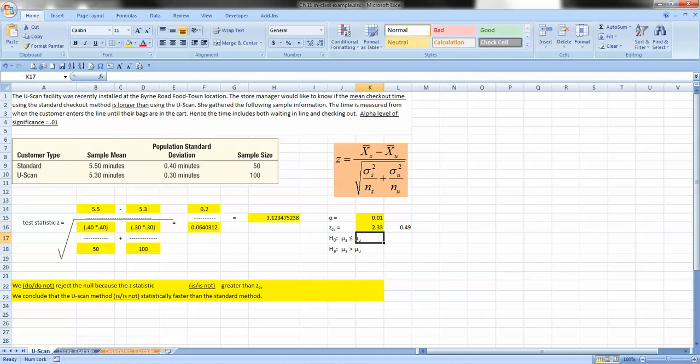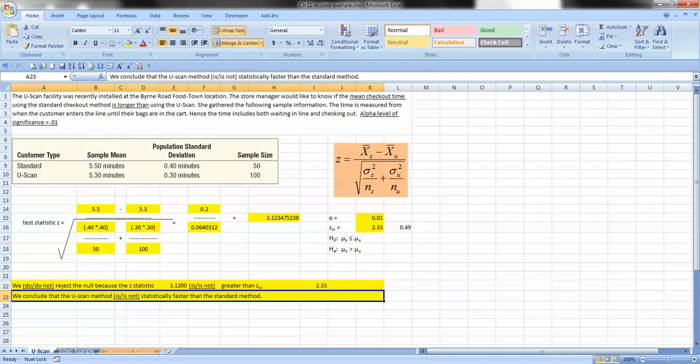If we go back and think about what is our rejection criteria, the rejection criteria is that we'll reject the null if the z statistic is greater than the z critical value. So we have our z critical value, which we can just go ahead and put into our formula or our statement here. And we have our z statistic, which is 3.12, and so on. We'll leave it at 3.12.